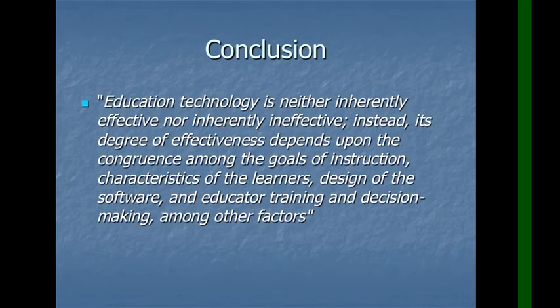Okay, so for the conclusion in this portion, education technology is neither inherently effective nor inherently ineffective. Instead, its degree of effectiveness depends upon the congruence among the goals of instruction, characteristics of learner, design of the software, and educators' training and decision making among the factors. So these are the factors, no?